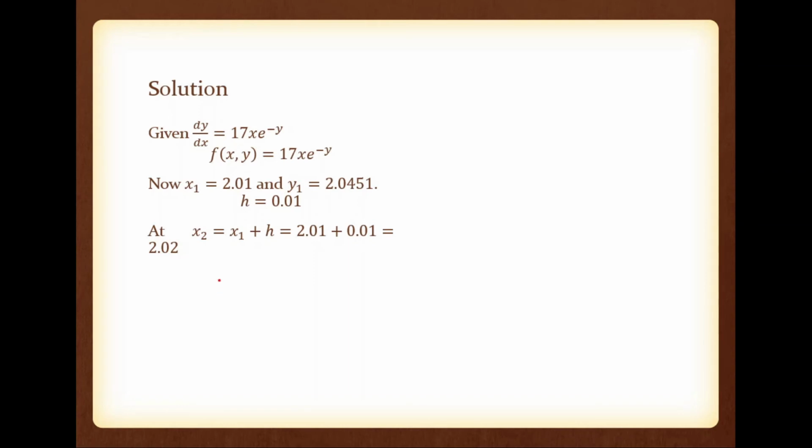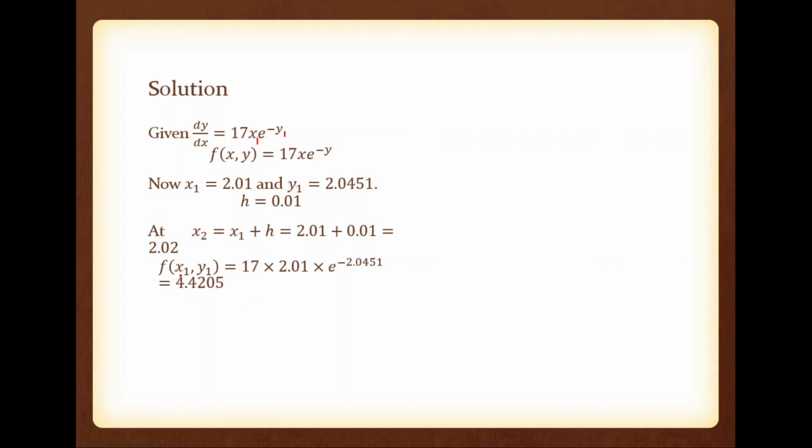Okay. So now we are starting new execution. So this is the initial condition. So what is f of x1 comma y1? f of x1 comma y1 is equal to 17x1 e raised to minus y1, right? This will become x1, this will become y1. So that is equal to 17 into 2.01, this value, into e raised to minus 2.045. Why we took x1 and y1? Because we are going to apply Euler's method. For Euler's method, we require f of x1 comma y1.